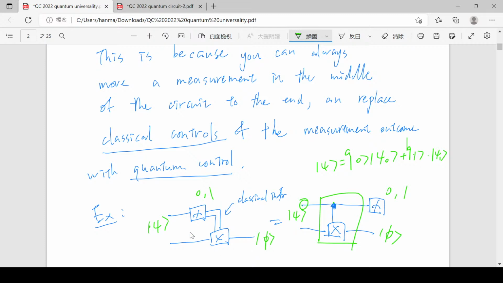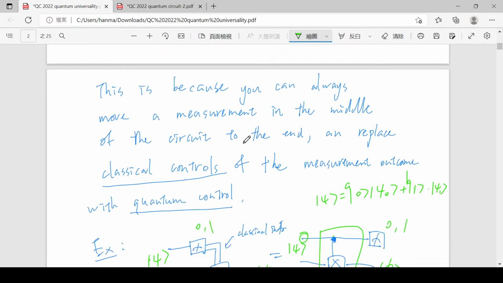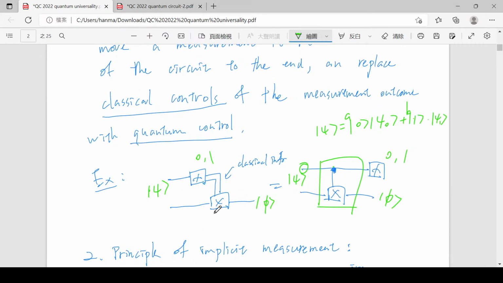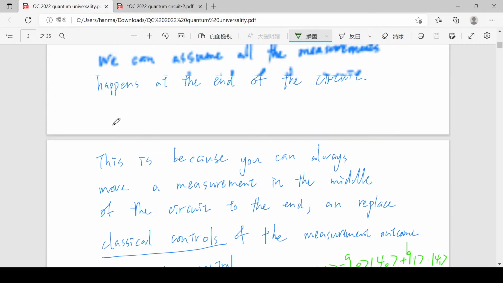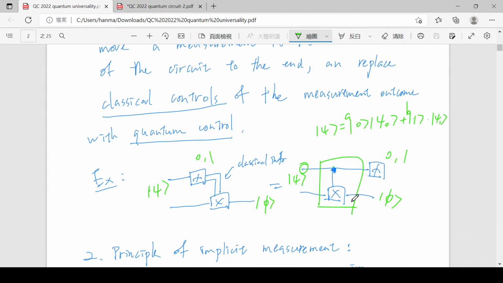Here is just one example, and you can see that if you are not controlling X, you are controlling some other unitary, then you just put a controlled unitary here. Whatever this kind of classical adaptive control you put, you can also just put a quantum control gate here and do a measurement at the end. So that justifies something we said but didn't totally justify. That is, we say the measurement always happens at the end of the quantum circuit, and this is why.